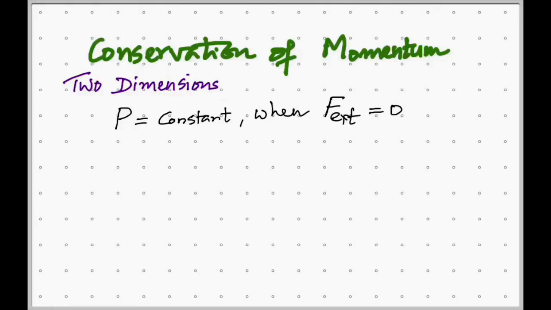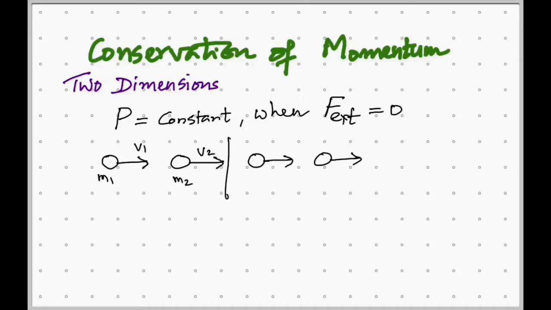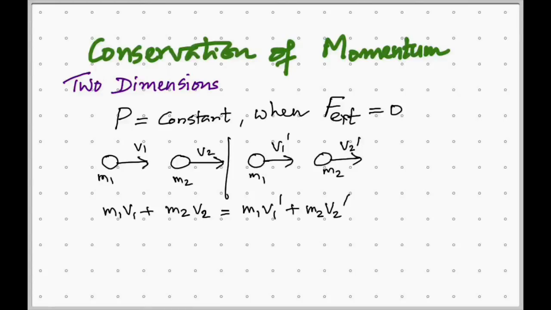And when it comes to one-dimensional motion, it's easy if you have a mass colliding with another mass, and then after collision, they just move with different velocities. That's m1, v1, m2, v2. So, what is the total momentum before? m1 v1 plus m2 v2 is equal to m1 v1 prime plus m2 v2 prime.